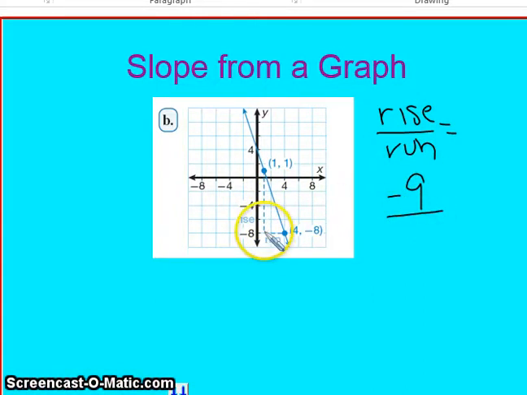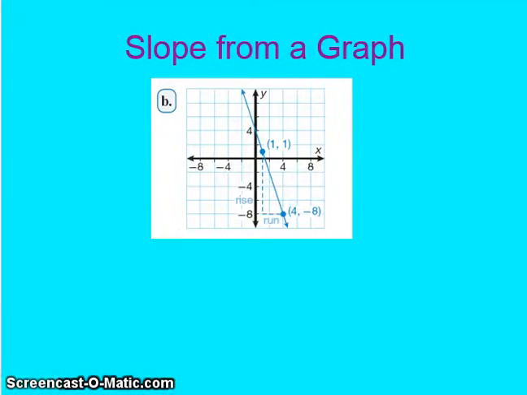And then our run, again, each of those lines is 2, so our run would be 1, 2, 3. So our rise over run would be negative 9 over 3. And of course we want to simplify. Negative 9 divided by 3 is negative 3 over 1, or just negative 3. So our slope here is negative 3.